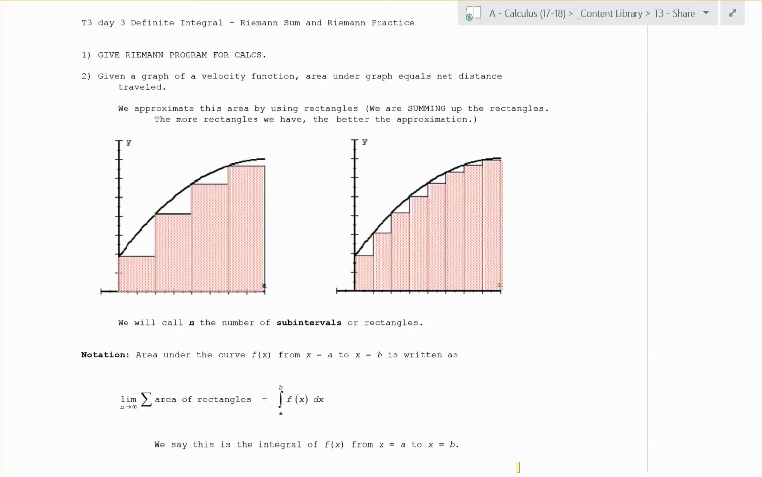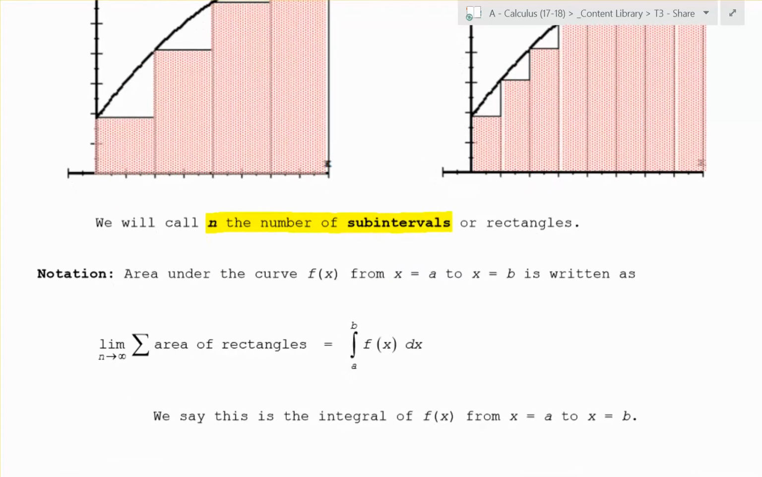Today we're going to make n get really, really big, meaning the number of subintervals is going to grow and grow and grow. What we learned was that we could make our guesses for the area under curves more and more accurate by increasing n in value. So what we're going to do is first introduce some new notation here.